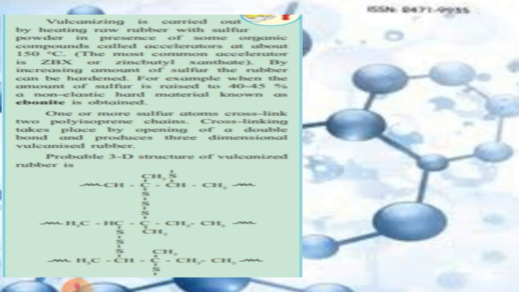One or more sulfur atoms cross-link two polyisoprene chains. Cross-linking takes place by opening of a double bond and produces three-dimensional vulcanized rubber. Where does sulfur react? The sulfur reacts at the double bond position of polyisoprene, and it will form three-dimensional vulcanized rubber. The probable structure for vulcanized rubber is this one.